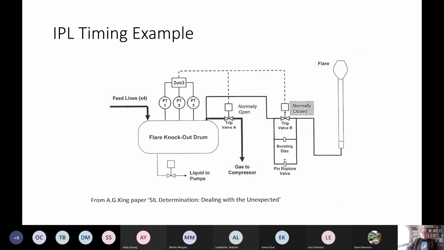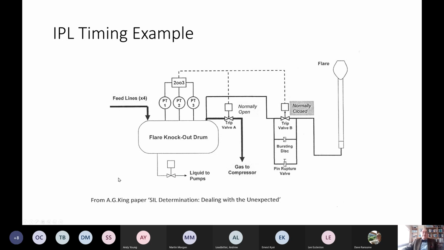Okay, so let's get into LOPA territory proper. I want to explore the timing issue first of all. And for these purposes, I borrowed this example from this paper you can see referenced at the bottom from Alan King, which highlighted these concerns. So I'm using the same calculations that he presented in his paper to illustrate the point.